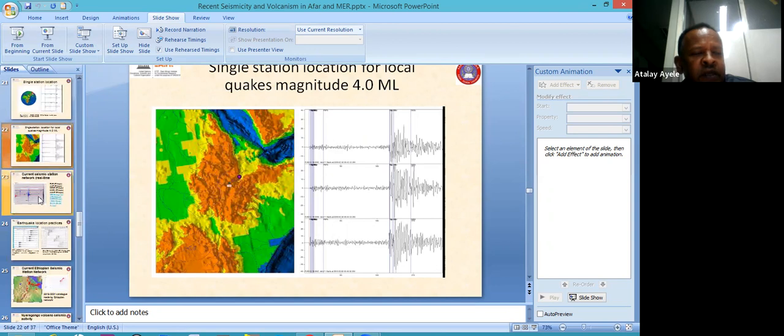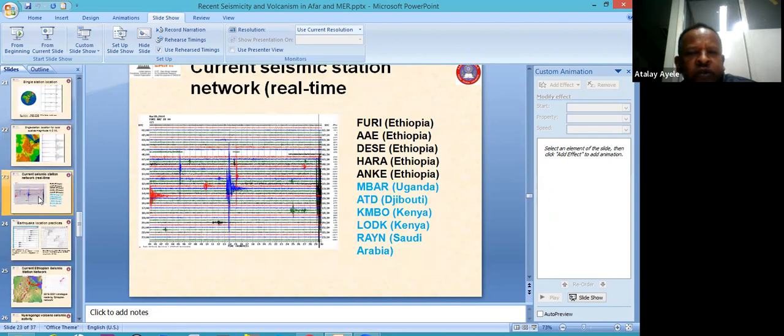But recently, talking about the Ethiopian case, we managed to develop an Earthworm system where we can pull data from the Ethiopian network here, which is black, and the blue one is from Mbarara, Uganda, ATD is from Djibouti, Kimbo is from Kenya, Lodwar is also from Kenya, and Ryan is from Saudi Arabia.